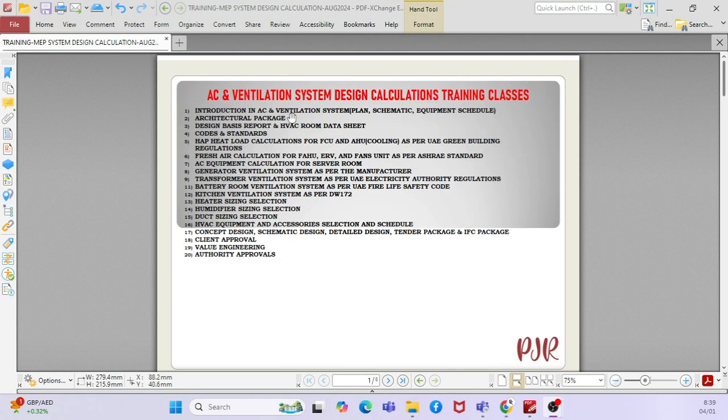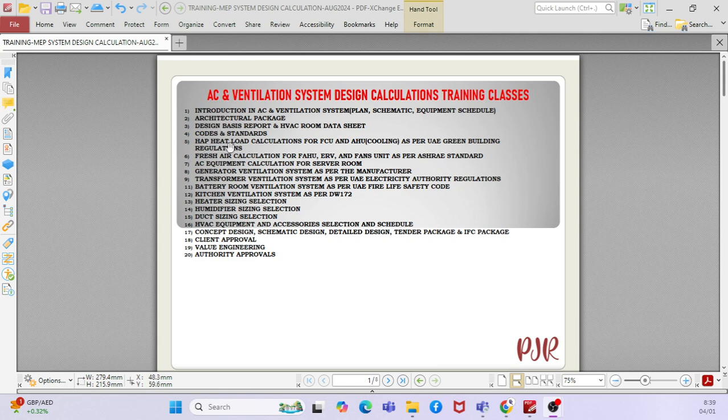Basically, this is the syllabus for the MEP services. You have different disciplines. When you go through it, there are 8 pages in this particular syllabus. The first one is AC and ventilation system. If you go to AC and ventilation, can you see a lot of calculations?